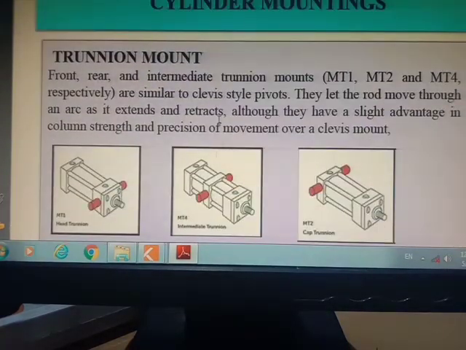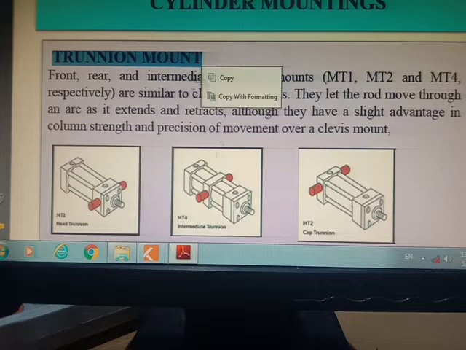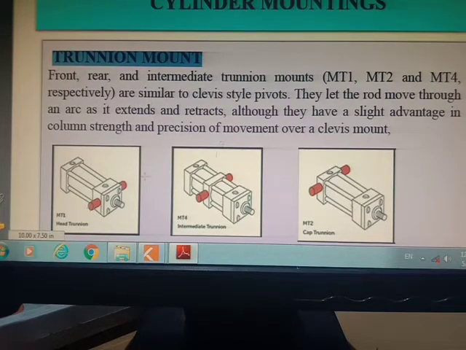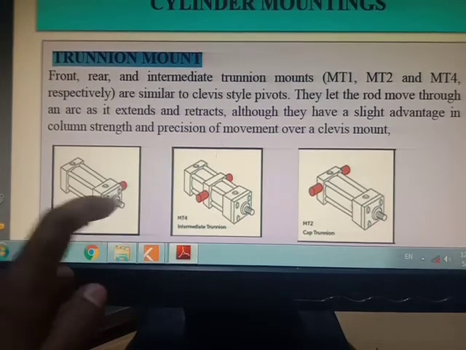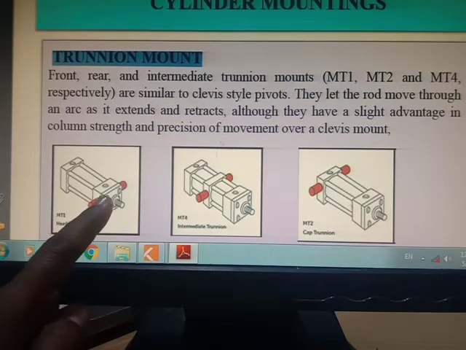Another mounting type is known as the trunnion mount. So the fourth type of mounting is known as the trunnion mount. So what is the trunnion mount? There are three types of trunnion mounts. It means that the trunnions are provided at the rod end. This is the center line, or it is known as the intermediate trunnion, and this is the cap trunnion, which means the trunnion is provided here. So there are two extended rod ends provided here, and these are known as the trunnion mounting.